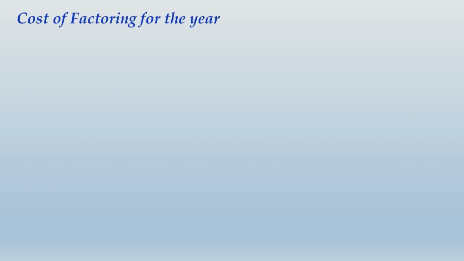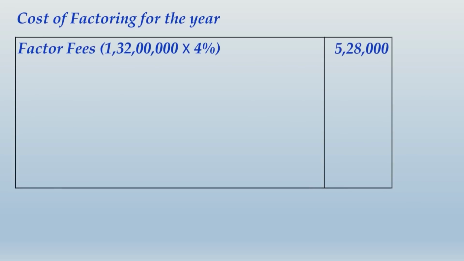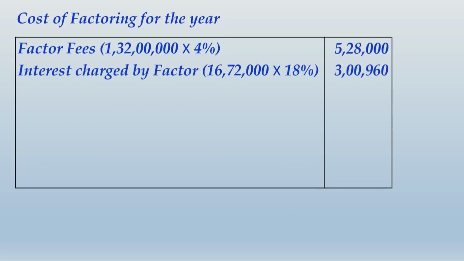So in this case again, the cost of factoring for the year will first be computed. Factor fees remain same, 1 crore 32 lakhs into 4%, 5 lakh 28,000. Interest charged by factor this time changes a bit because of the amount advanced getting reduced. Okay, so your annual cost comes to 8,28,960.